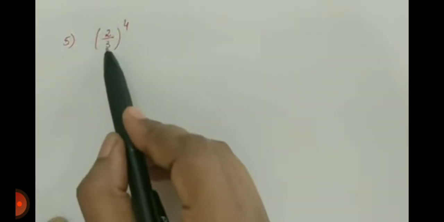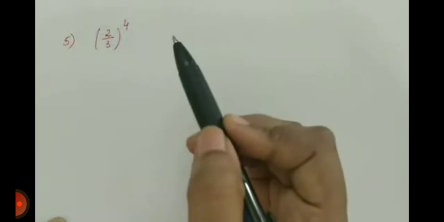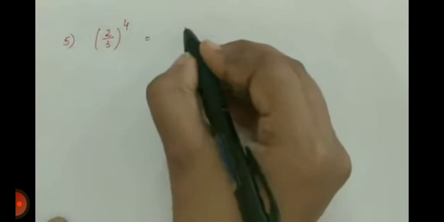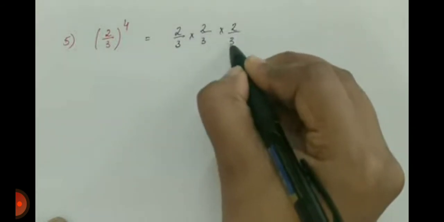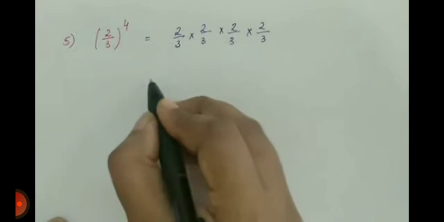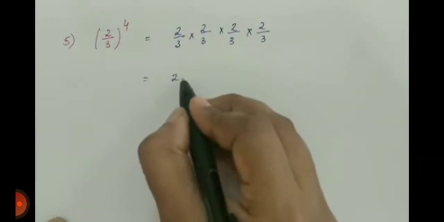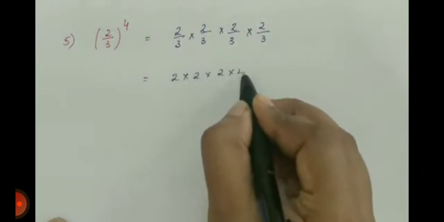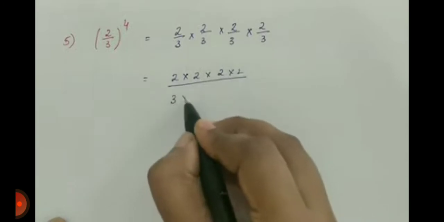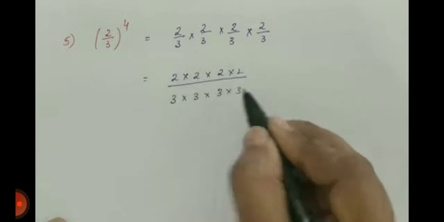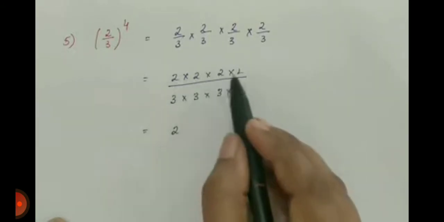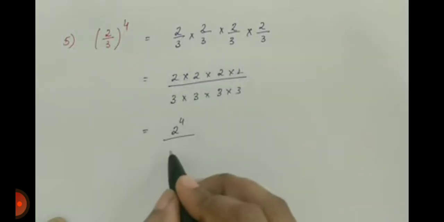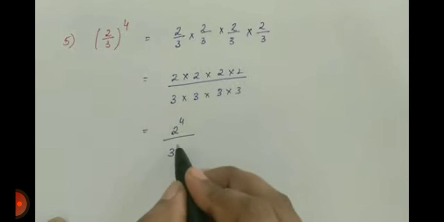Fifth one: 2 by 3 whole to the power of 4 equals, we can write it as 2 by 3 into 2 by 3 into 2 by 3 into 2 by 3, equal to 2 into 2 into 2 into 2 divided by 3 into 3 into 3 into 3. In the numerator we can write it as 2 to the power of 1, 2, 3, 4. In the denominator, 3 to the power of 1, 2, 3, 4.